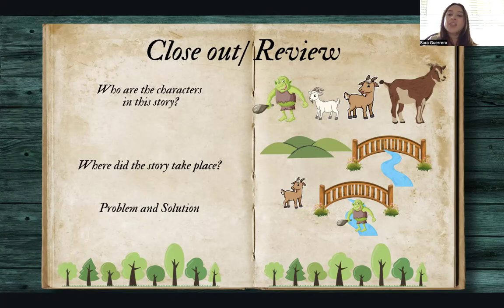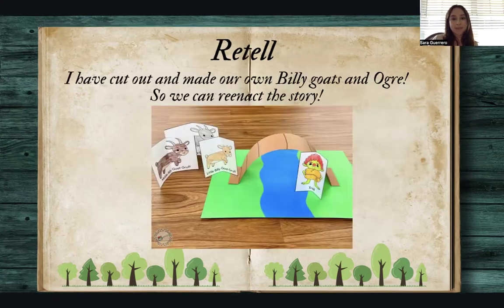And they told him, oh, the next one is bigger. The next one is bigger. So he could have more. But he didn't realize that the next one was going to be bigger and badder. Okay, so we'll close out by, I have cut out our own Billy Goats. And we are going to reenact the story with our bridge.